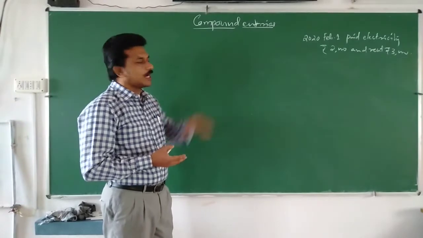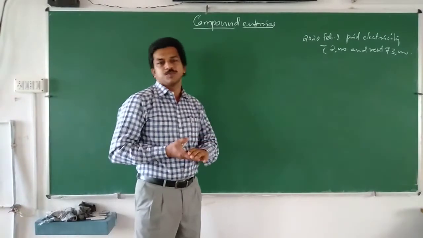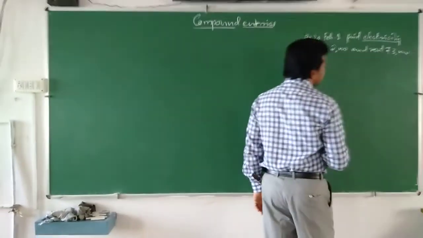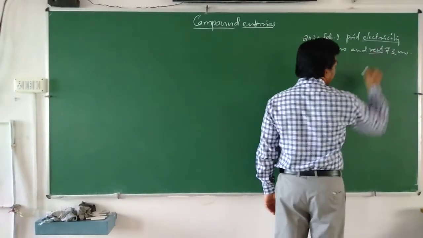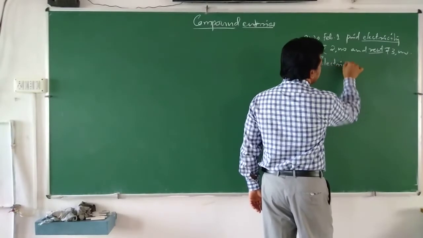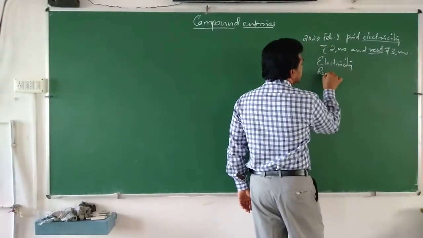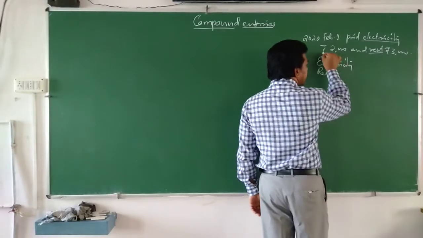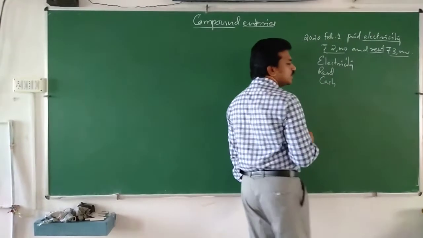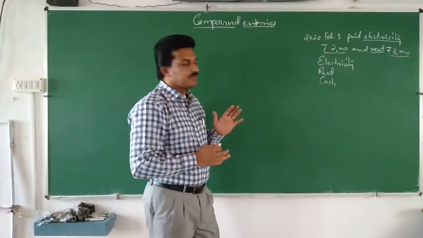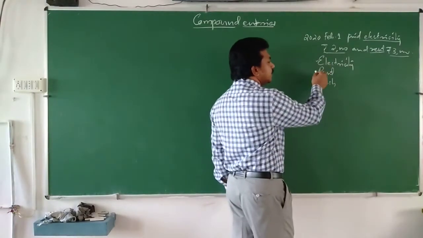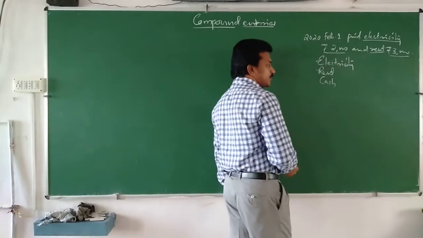First of all we have to see which are the aspects. Electricity is one aspect and rent is another aspect. Both are paid in cash, so cash is another aspect. So three aspects came here. Electricity is an expense, rent is also an expense, and cash is an asset.